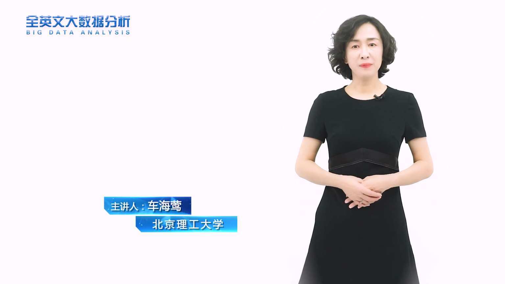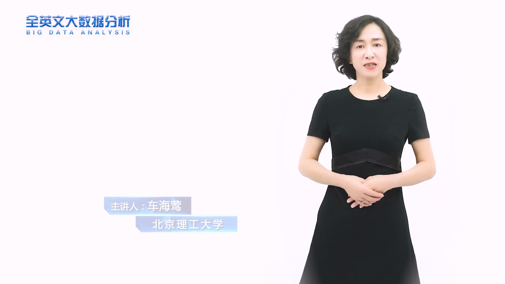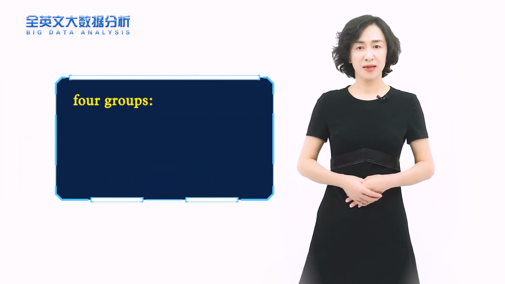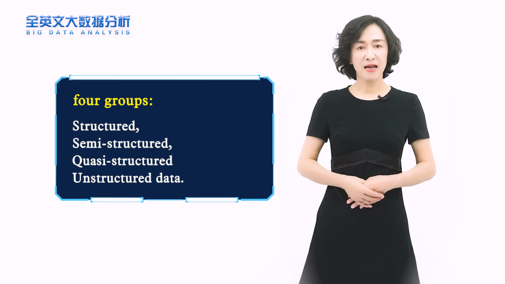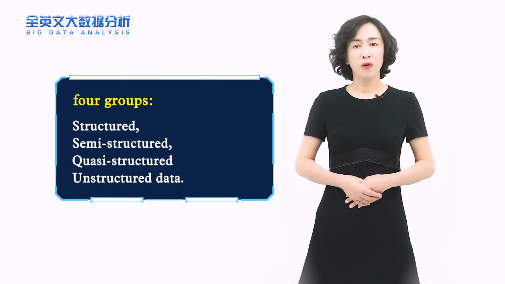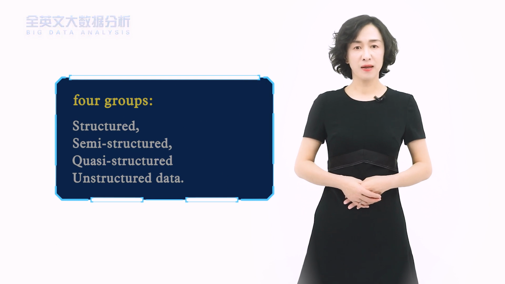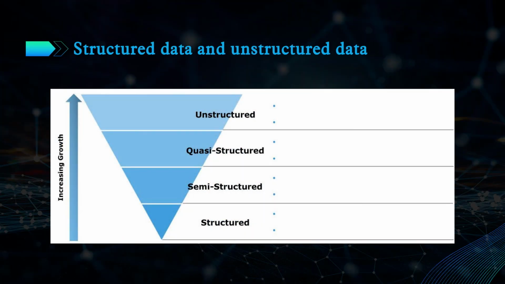In this diagram, data was divided into 4 groups: structured, semi-structured, quasi-structured, and unstructured data, from bottom to top. The first one, the structured data, has a defined data model, format, and structure. For example, the data organized in a database.